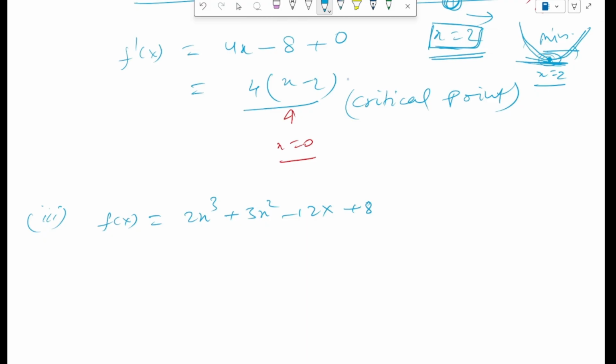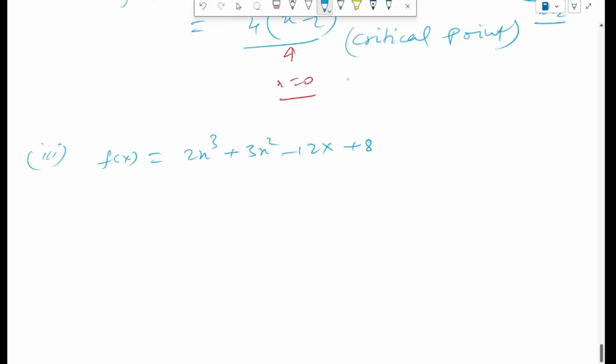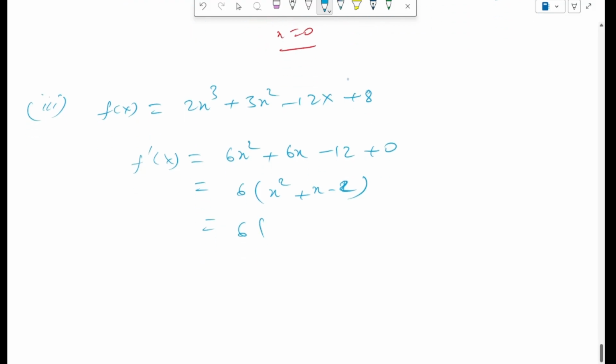Now what we are going to do is first calculate the first derivative. The first derivative f'(x) will be 6x² + 6x − 12 + 0. If you take 6 out, we will get 6(x² + x − 2), right? If we further factorize this, we will get 6(x + 2)(x − 1).